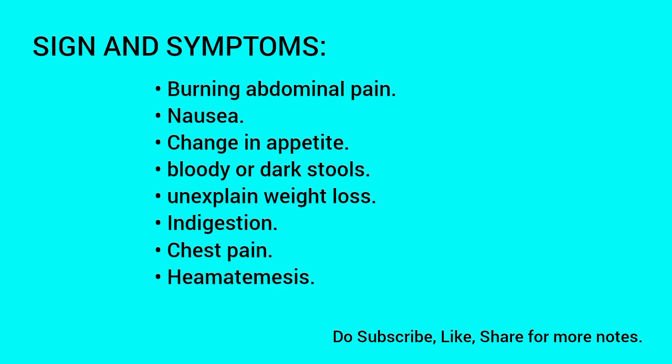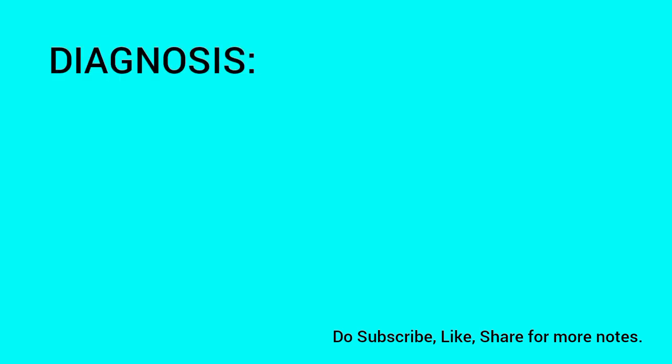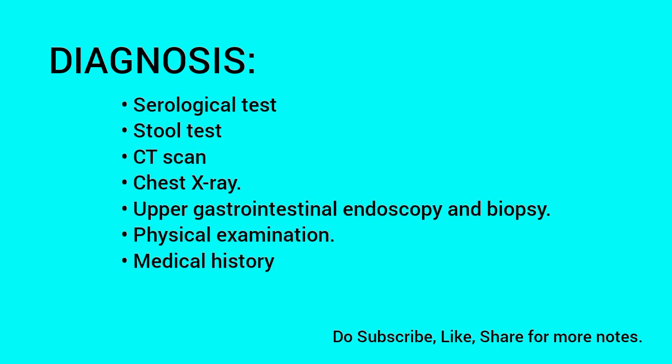The signs and symptoms are burning abdominal pain, nausea, change in appetite, bloody or dark stools, unexplained weight loss, indigestion, chest pain, hematemesis. Peptic ulcer can be diagnosed by the following: serological test, stool test, CT scan, chest X-ray, upper gastrointestinal endoscopy and biopsy, physical examination, medical history.